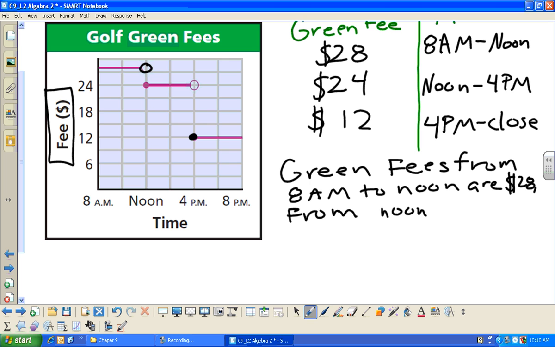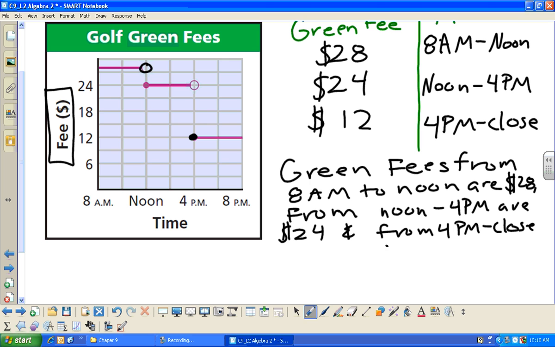From noon to 4 p.m. are $24. And from 4 to close are $12. So the hardest thing here is trying to figure out your opened and closed circles.